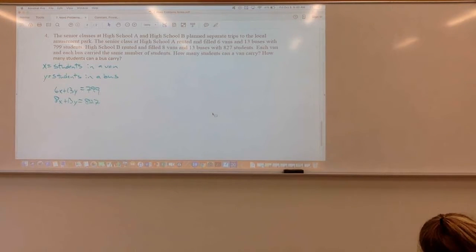Multiply one of these by negative one, because you just need the y's to be opposite. Oh, you gave me 3. Here, how about negative yours?